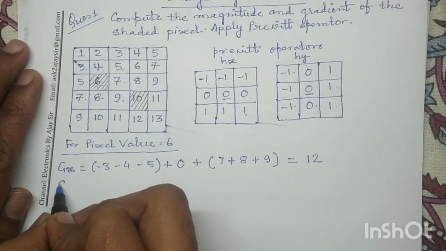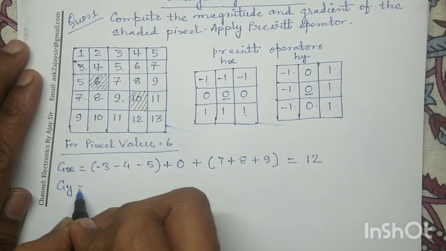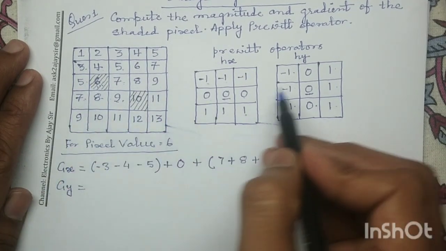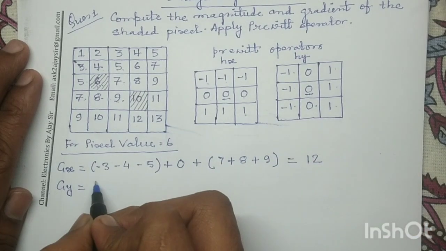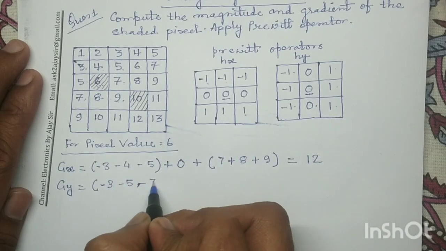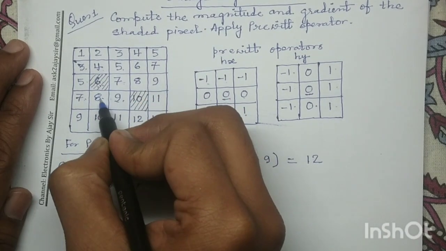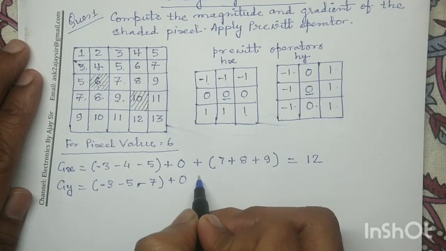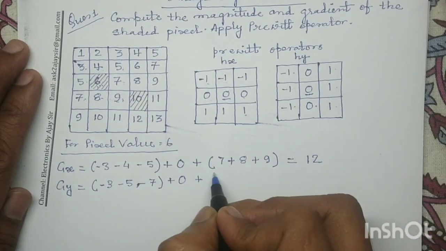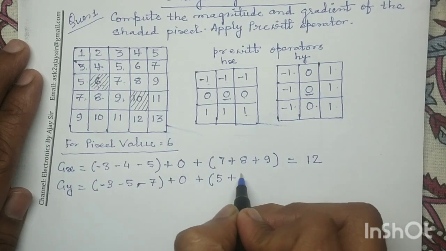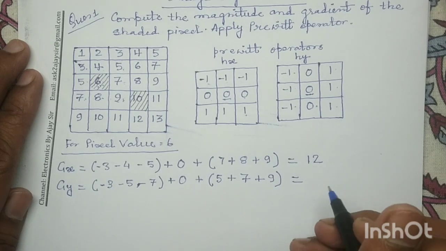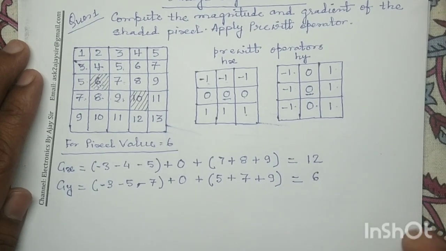If you write the result, let it be represented by gy. My result becomes 3, 5 and 7 multiplied with -1, -1, -1, so I will write -3, -5, -7. The second column will be multiplied with the coefficient 0, and the third column will be multiplied with 1, 1, 1, so it is 5 plus 7 plus 9. If you compute the result, you will get the answer 6.